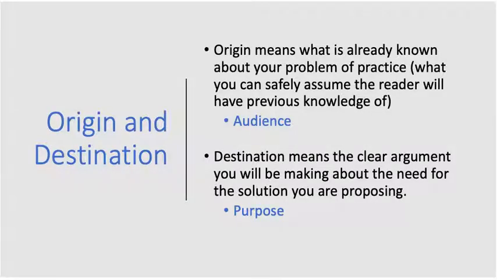Moving from pre-writing to drafting can be daunting. A useful tool during the drafting process is to consider the origin and destination of the paper. Origin refers to what you can safely assume that the reader knows about your topic. This is really about understanding your audience. Destination refers to the main claim of your paper, which is really about understanding the purpose. You will be sharing your origin and destination in a discussion forum for feedback from your peers.